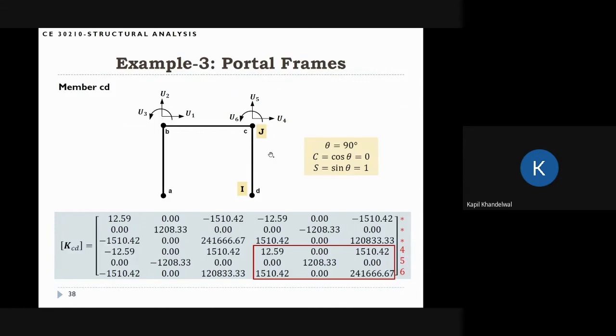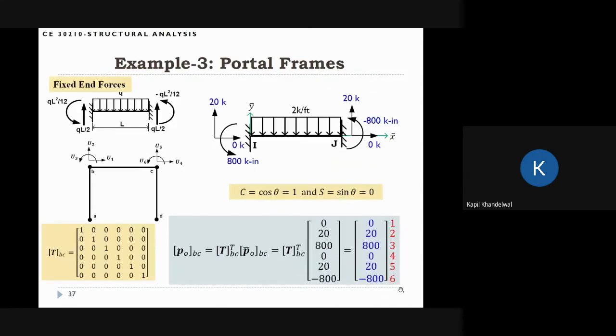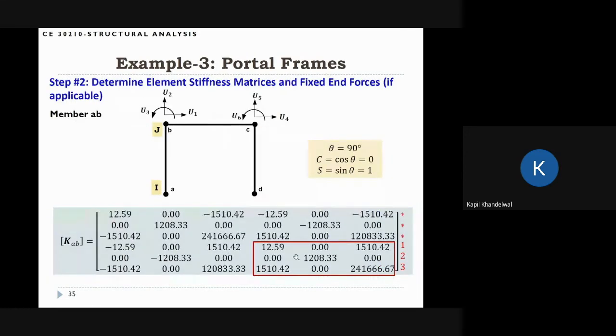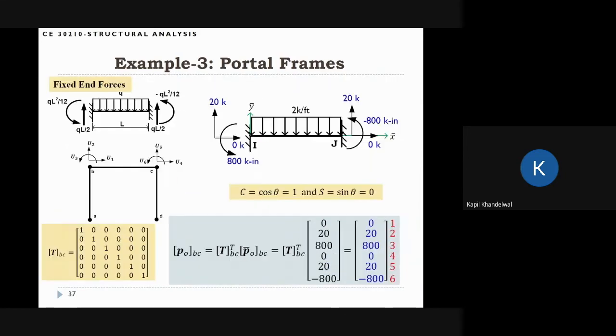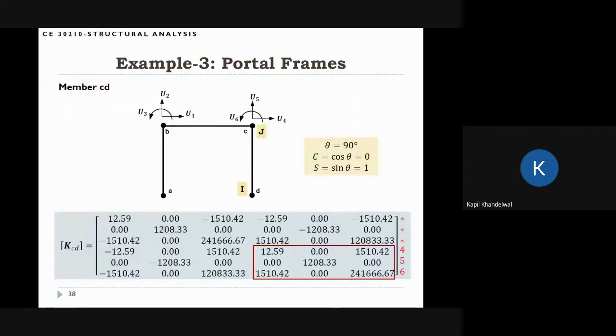The labels I'm interested in: I'm not interested in any degrees of freedom at the I node. The J node degrees of freedom will be uj is u4, vj is u5, and theta j is u6. So it's 4, 5, 6. If you look carefully, these are the same numbers as we have done for the other member. So you can reuse some of the information you have calculated when you're doing these problems.